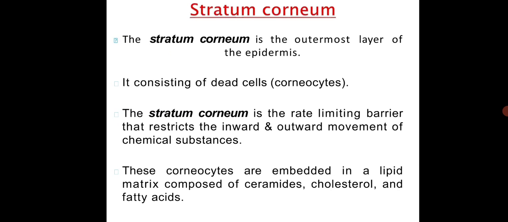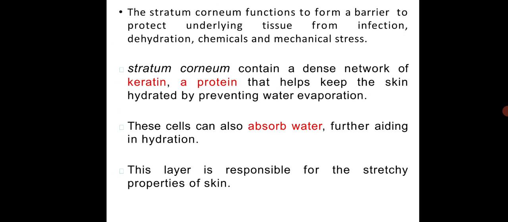Here, these corneocytes are embedded in a lipid matrix composed of ceramides, cholesterol, and fatty acids. The stratum corneum functions to form a barrier which protects the underlying tissues from any kind of bacterial or pathogenic infection, as well as preventing dehydration and any kind of stress produced by chemicals or mechanical forces.